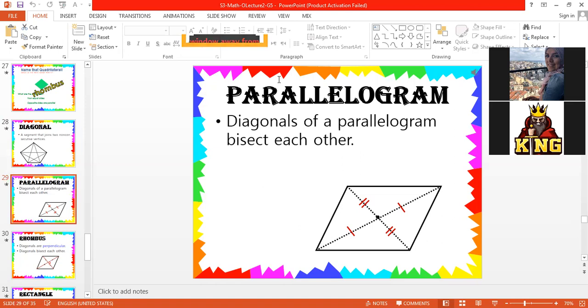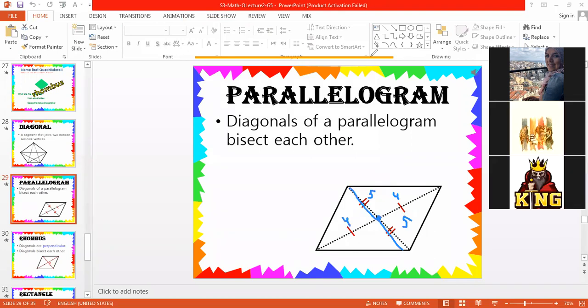What's the meaning of bisecting each other? It means this point here, which is the point of intersection of the two diagonals, cuts the diagonal into two equal parts. So suppose that this is 4, this is also 4. Suppose that this is 5 here, then this line is also 5. So this point acts like a midpoint. Do you know what's the meaning of a midpoint? A midpoint is a point which is exactly in the middle. Okay, so that's about the parallelogram. We said that the diagonals bisect each other.